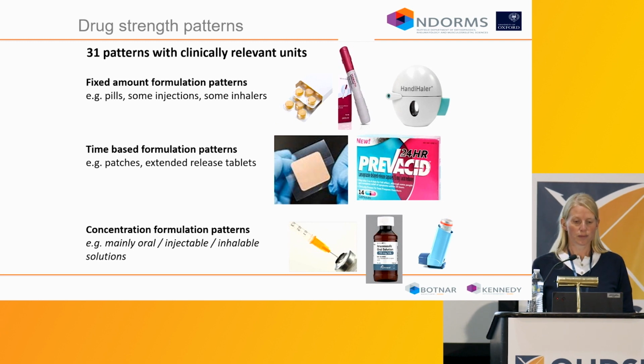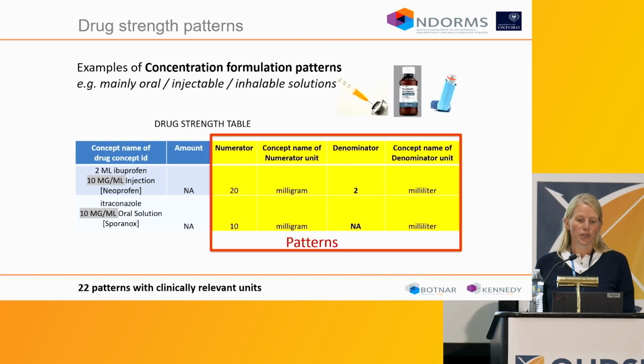dose formulas. So here you see an example of 2 different patterns. And it's the numerator and denominator that makes up this concentration formulation patterns. In the first row, you see that the denominator is present, and in the second row, it is missing, which means it's a quantified drug. And in this concentration formulation patterns, we had 22 patterns with clinically relevant units.